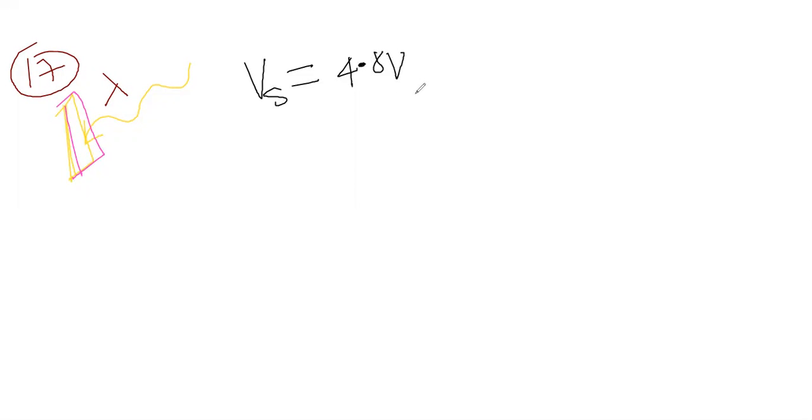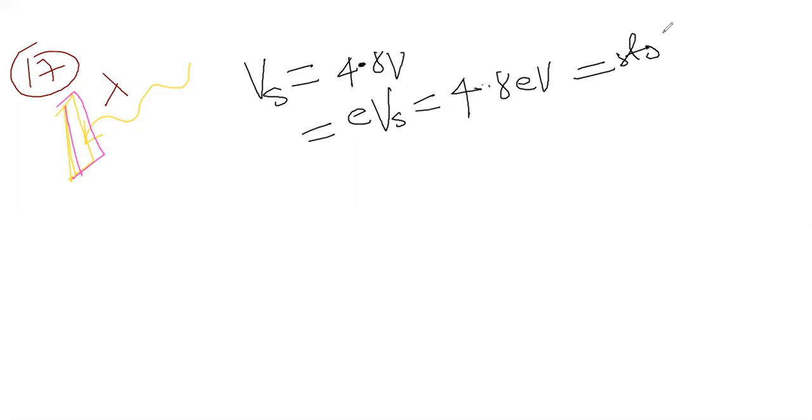If you want to convert that into energy, 4.8 into e, you just have to write eV, that's all. This will be the stopping energy, or kinetic energy. Simply, this is the maximum kinetic energy. This is nothing but half m v max square. Is it clear?